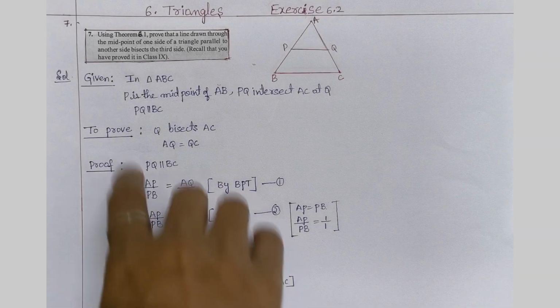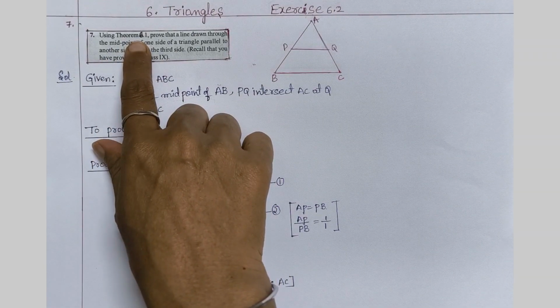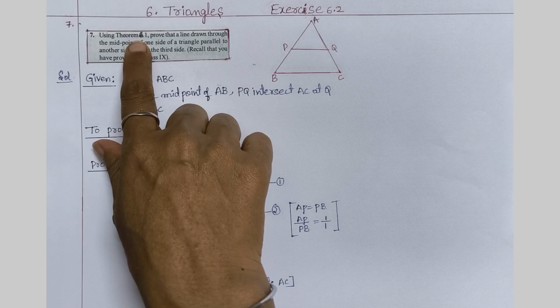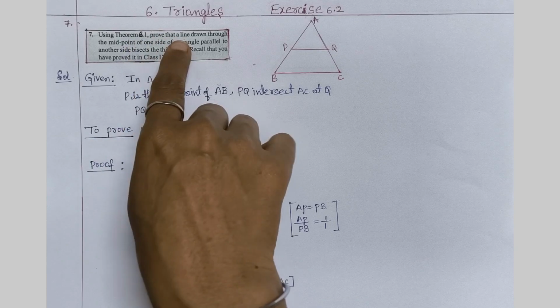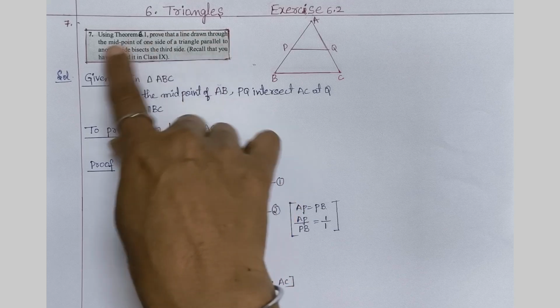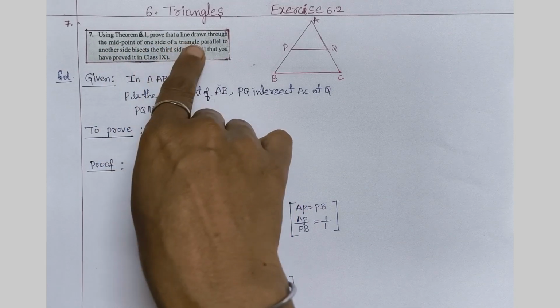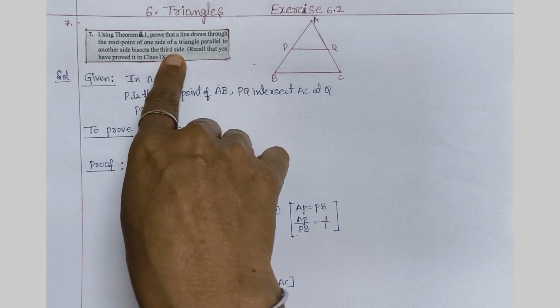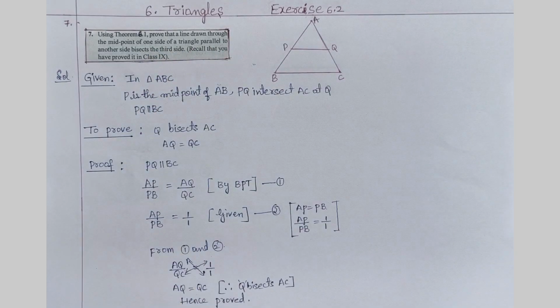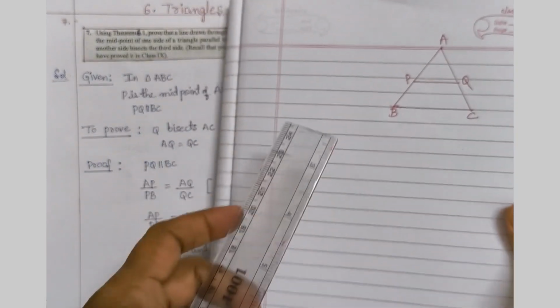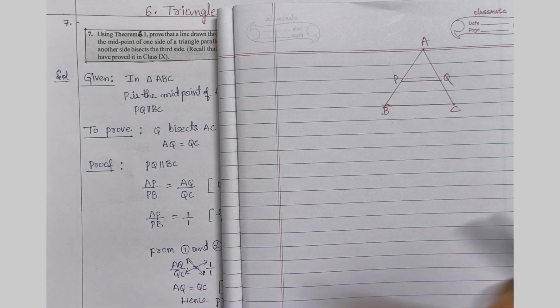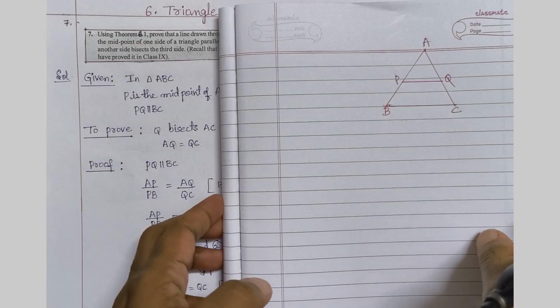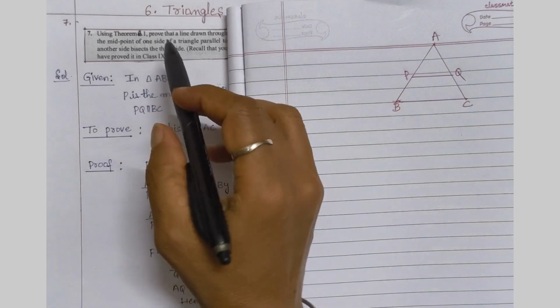Now, seventh question. Using theorem 6.1, what is the first theorem? BPT theorem. Using theorem 6.1, prove that the line drawn through the midpoint of one side of a triangle parallel to another side bisects the third side. You have to prove. See here, what is the question? I will explain carefully. Listen here. The first theorem is the BPT theorem.